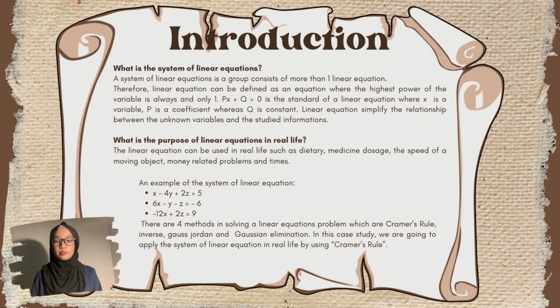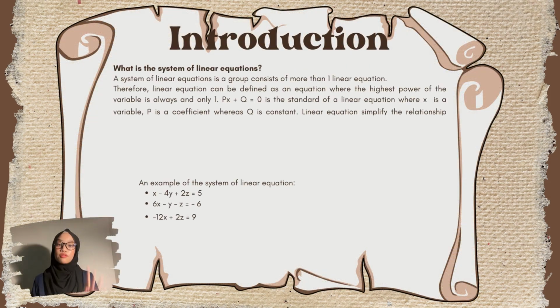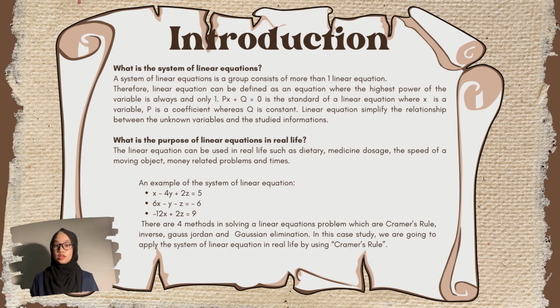Here is an example of the system of linear equation. As you can see, the highest power of the variable is always and only 1. There are 4 methods to solve a linear equation problem, which are Cramer's rule, Eigen, Gauss-Jordan, and Gaussian elimination.